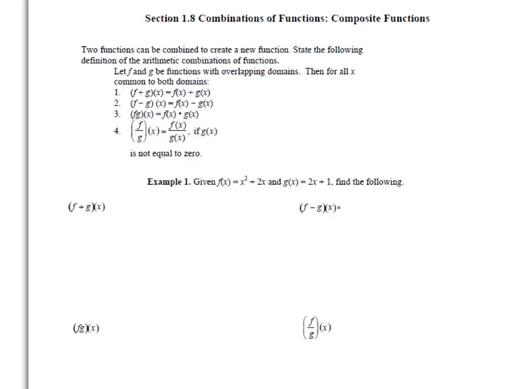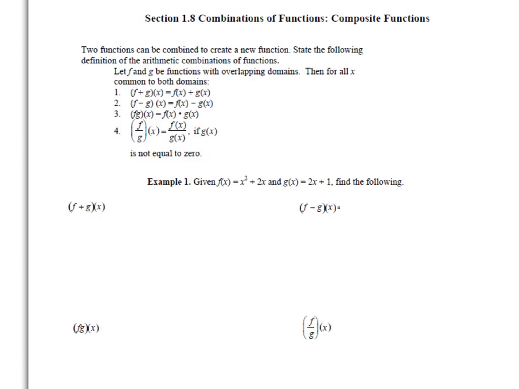x squared plus 2x, minus, and then I'm going to do parentheses on this last part because I want to make sure my signs change, 2x plus 1. And now I just have to clean it up. Distribute the negative, I get x squared plus 2x minus 2x minus 1. And then when I combine like terms, the 2x and the minus 2x go away, and I'm left with x squared minus 1.